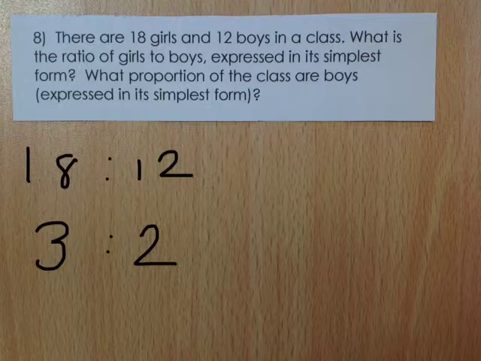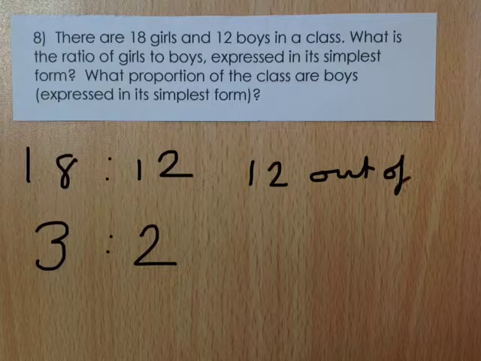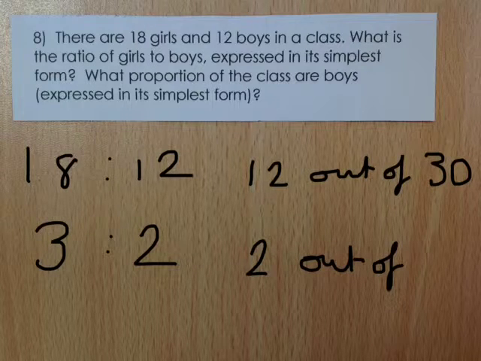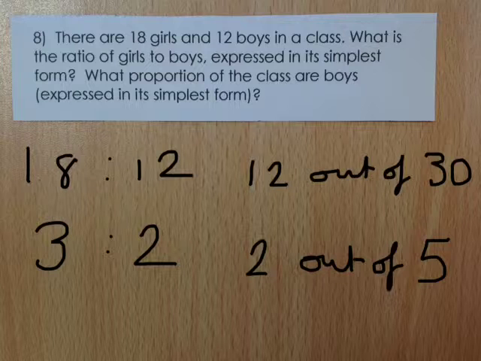As a proportion of the whole class, well, it's 12 out of a total of 30. 18 and 12 is 30. Try and simplify that. Is there a common factor between 12 and 30? Well, 6 goes into both. There are two 6s in 12, and there are 5 6s in 30. It's 2/5, basically, 2 out of 5.